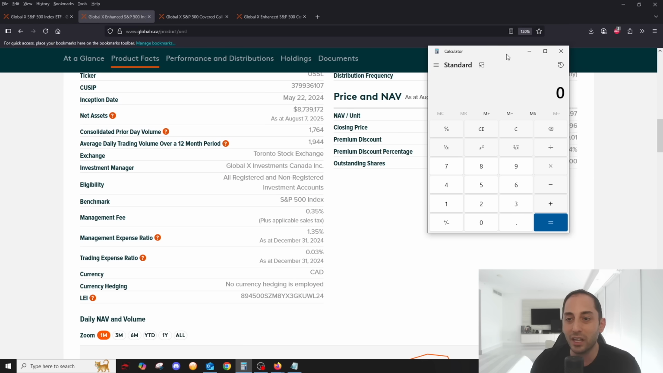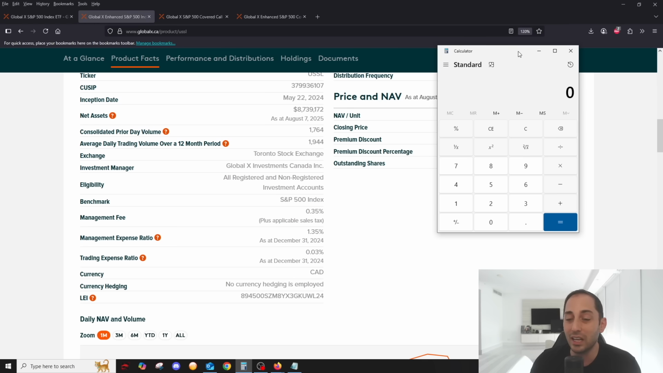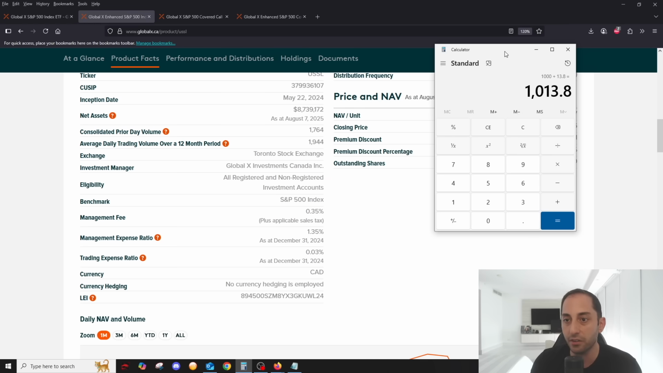So to calculate how much you're paying annually in terms of fees by holding this ETF, I would do 1.38, right? The management expense ratio plus the trading expense ratio. So if you do 1,000 plus 1.38%, you'll get your number. It's $13.80 a year for every $1,000 that you invest. Let's move on to another one.